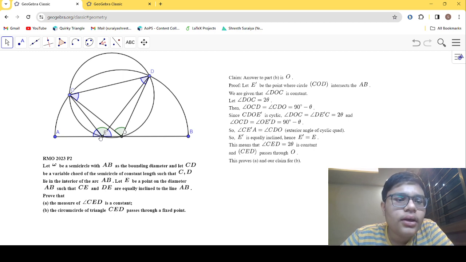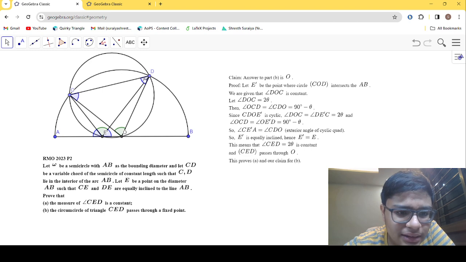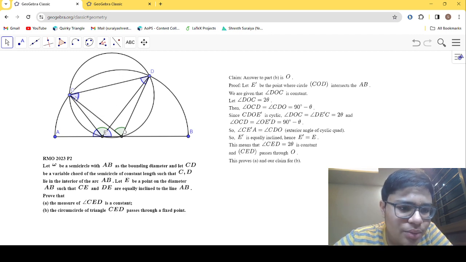Also, as you can see, since OD and OC are equal, these two lengths are equal because they are radii. It means that these two angles are equal because it's an isosceles triangle, right?